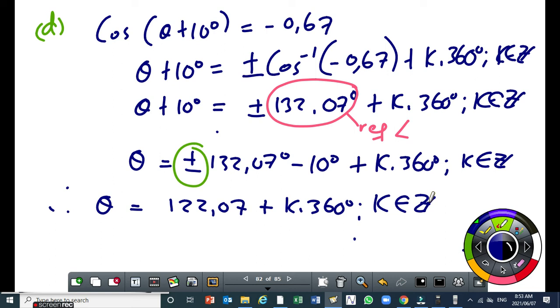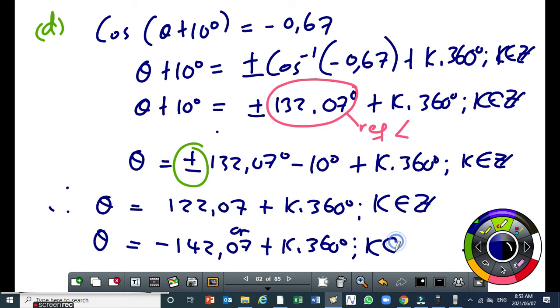Okay, so I got the first one. Then the second one, I'll take the negative here. The negative of the reference angle. So it will be theta equal minus 132.07 minus 10. That will give me minus 142.07 plus k times 360 degrees, where k is an integer.